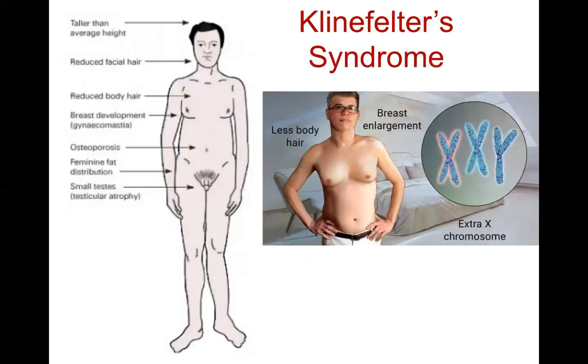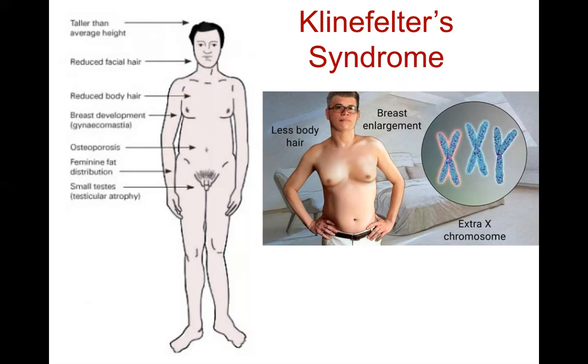Here's another example of what can happen during non-disjunction. In this particular case, what I'm talking about is called Klinefelter syndrome. So this is a man who has inherited an extra X chromosome. So we call this XXY.